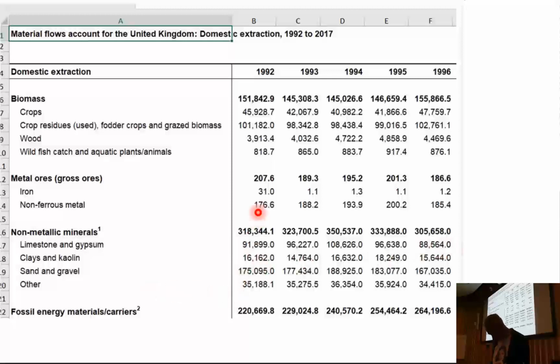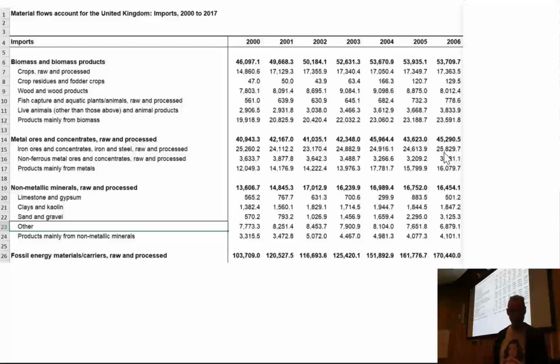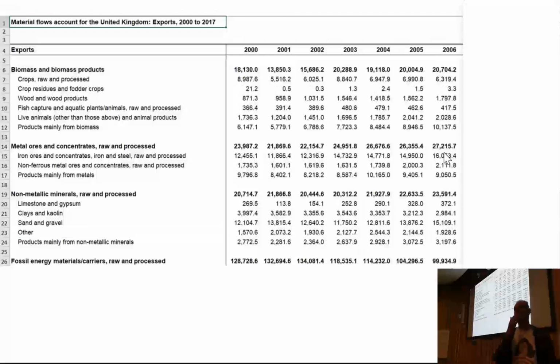You see sand and gravel. You see iron that is being mined in the UK. You see crops, you see fish caught, not in the territorial waters, right? So this is domestic extraction, and then they have similar accounts for materials imported and materials exported, right? So you can do a lot of that stuff, and I'm just showing you snapshots, right? They have tons and tons of material where you can really trace what is what, right?